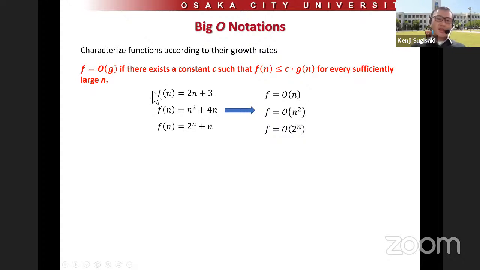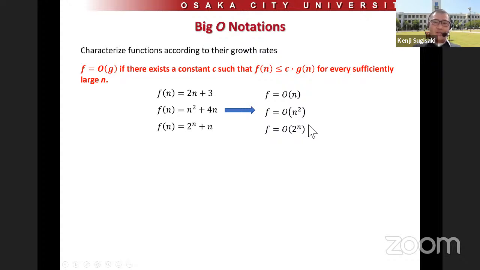So, for example, if f(n) equals n plus 3, this can be rewritten as f equals order n. If f(n) equals n squared plus 4n, in this case the bottleneck becomes this term, so f equals order n squared. If f(n) equals 2 to the nth power plus n, in this case this part is the bottleneck, so f equals order 2 to the nth power.